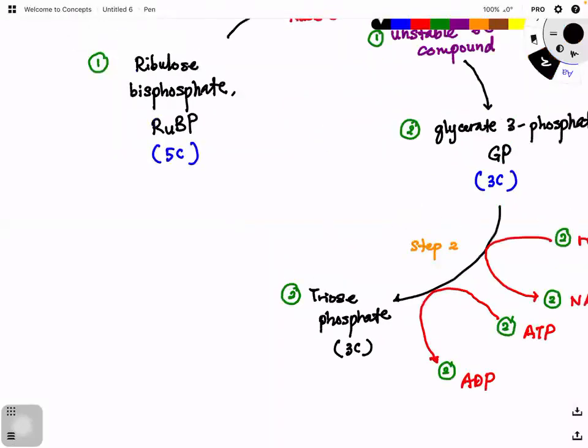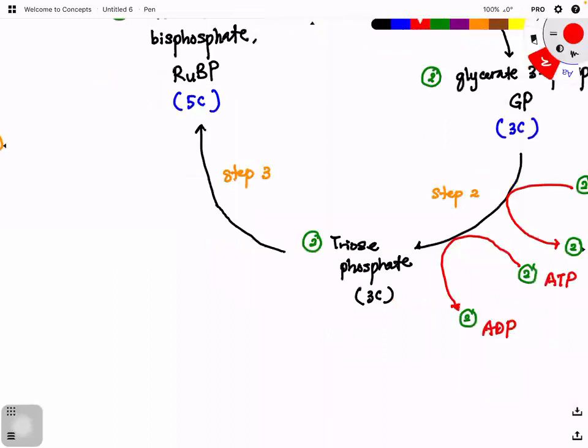Now, after step 2, we have triose phosphate, and because it's a cycle, we need to complete the cycle. This is step 3. Step 3 is the regeneration of the carbon dioxide acceptor, and this process requires the input of ATP again. In total we need 6 ATP. With the presence of ATP, triose phosphate is regenerated back. Are you clear? It's called regeneration of ribulose bisphosphate. So this is step 3.